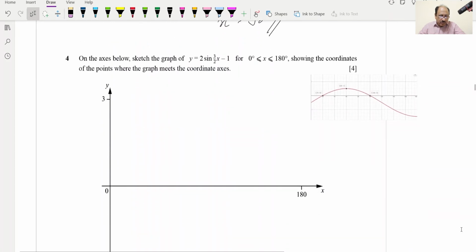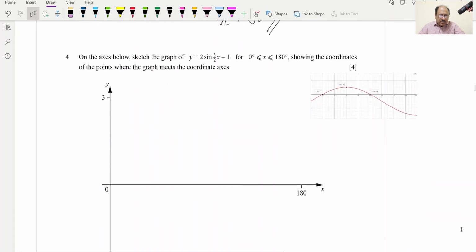Hopefully you understood this also. Question number 4 says, on the axis below, sketch the graph of y is equal to 2 sine (3 by 2 x) minus 1, and the range given is 0 to 180, showing the coordinates of the points where the graph meets the coordinate axis.